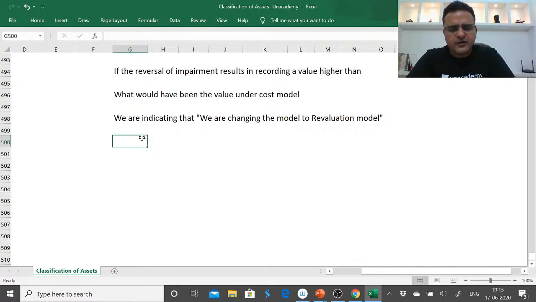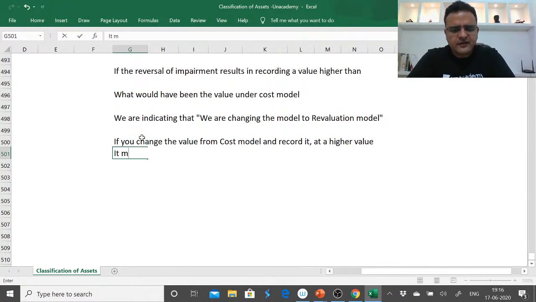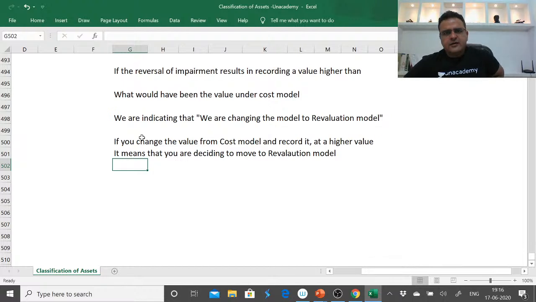If you change the value from cost model and record it at a higher value, it means that you are deciding to move to revaluation model. So the reason you will encounter this term in Ind AS is that if there is any reversal, that reversal is only possible to the extent of cost. Same is the case for write down of inventories. Even in case of write down of inventories, it can come back to the extent of cost. So this word you will encounter again and again, that it can reverse to the extent of cost. The reason being, we cannot record these inventories, we cannot record these assets at cost model beyond the cost. Because if we record them beyond the cost, we are actually changing the model.